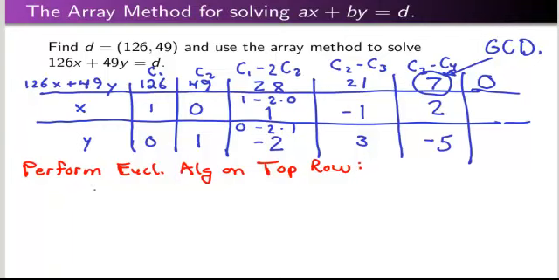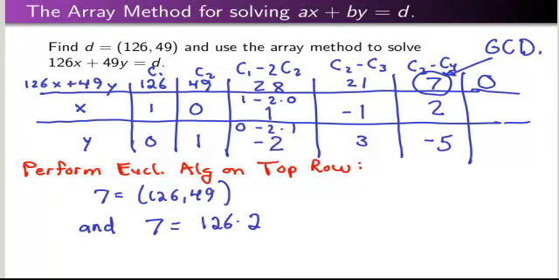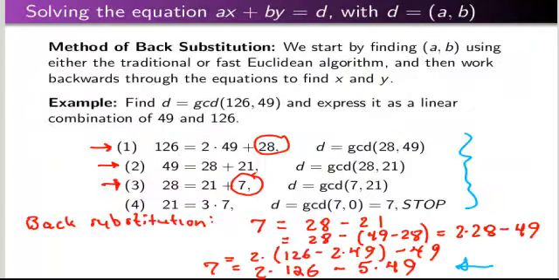And so we've shown that 7 is the GCD, and at the same time, we've established that 7 is 126 times 2 plus 49 times negative 5. So from a programming point of view, this is much more efficient, because I don't have to store all of that data that was in the original Euclidean algorithm array. All of this information up here, don't need to worry about.